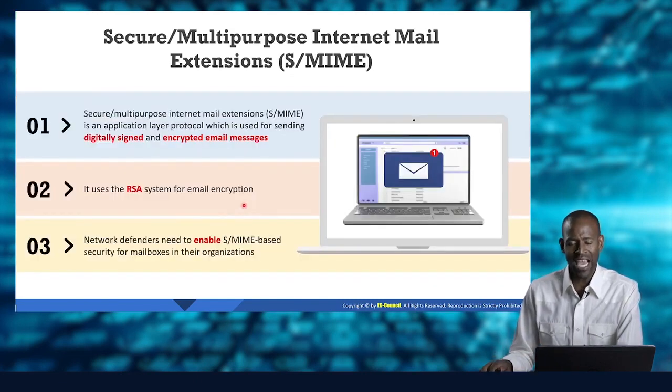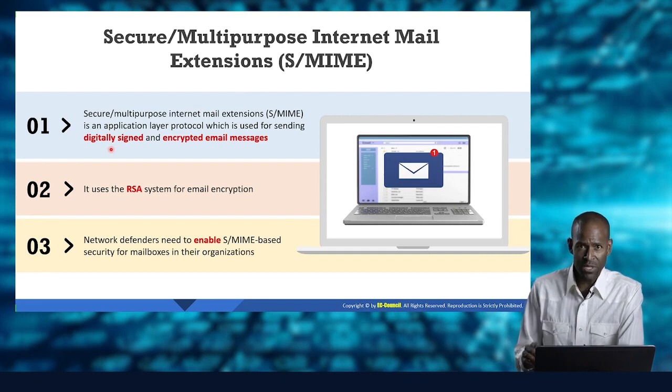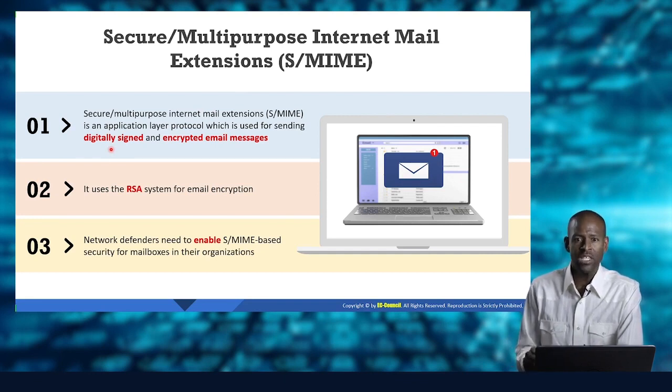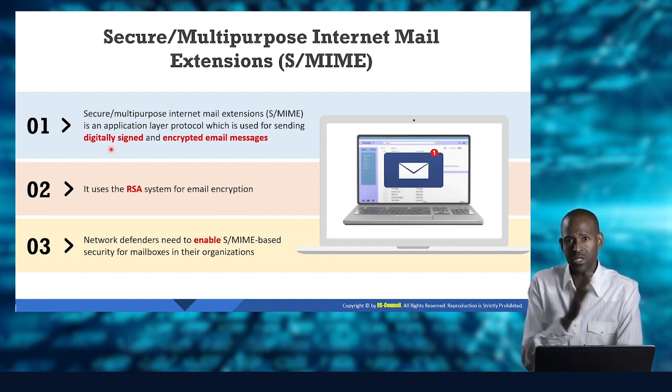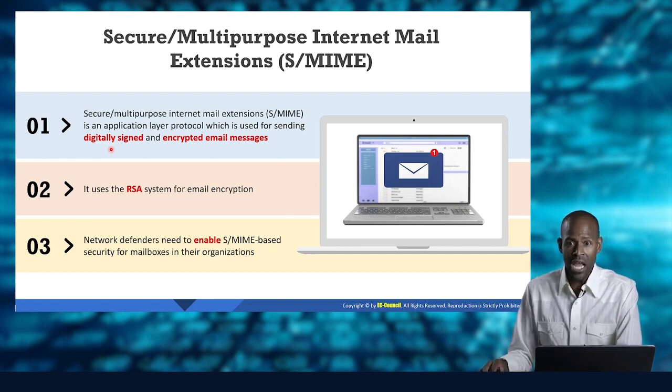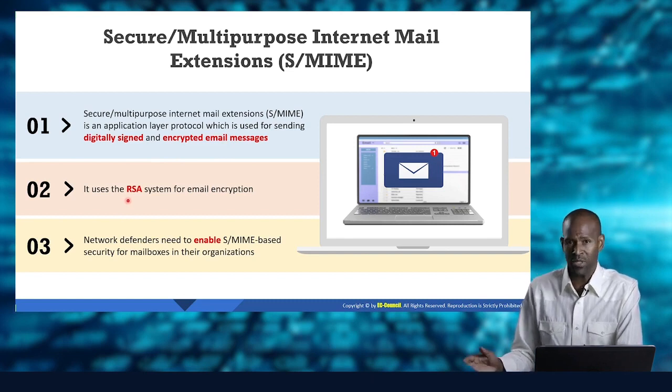The next one we have is S/MIME. S/MIME is a little bit more complicated than PGP. It stands for Secure/Multipurpose Internet Mail Extensions, and it's for sending not just encrypted messages, but digitally signed ones. Digitally signed, what does that mean? A digital signature ensures that nothing changes from source to destination. And encryption. So it does both, using RSA, which is a public key cryptosystem that you can use.